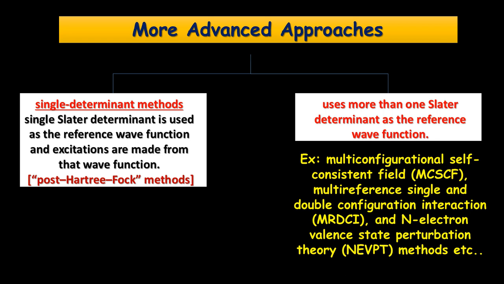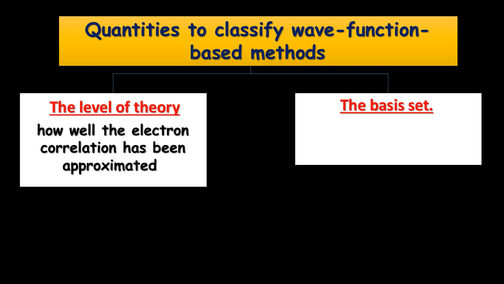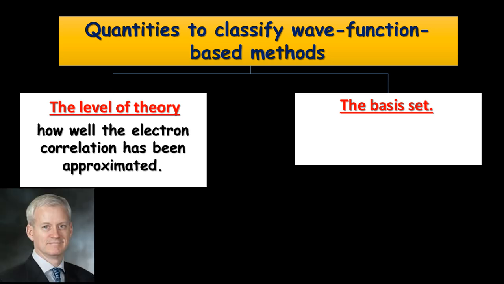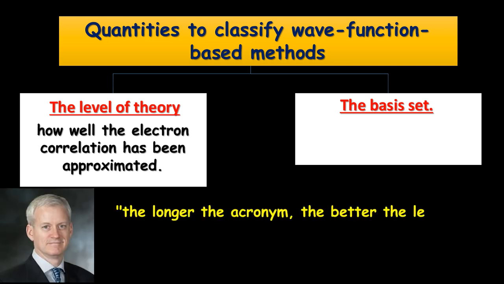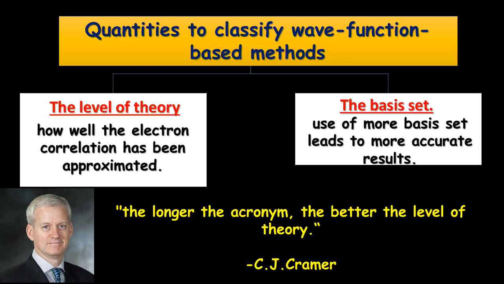The classification of the wave function based methods has two distinct components, the level of theory and the basis set. For the level of theory, what is seen is how well the electron correlation has been approximated. There is a very popular phrase coined by C. J. Cramer: the longer the acronym, the better the level of the theory. For the basis set, as we have already said, use of a larger basis set leads to more accurate results. After all this, it's quite natural to look at a comparison.